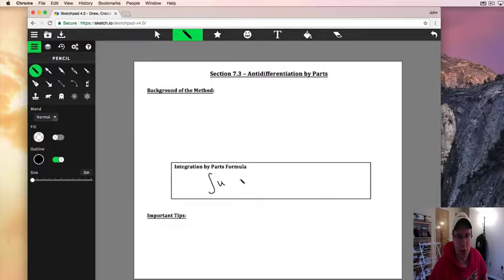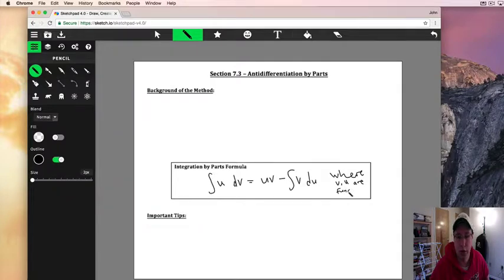So the formula says the integral of u dv is equal to the product of u times v minus the integral of v du. Now, what are these u's and v's? I'll also add, this is where u and v are functions. U and v are some given functions in the problem.